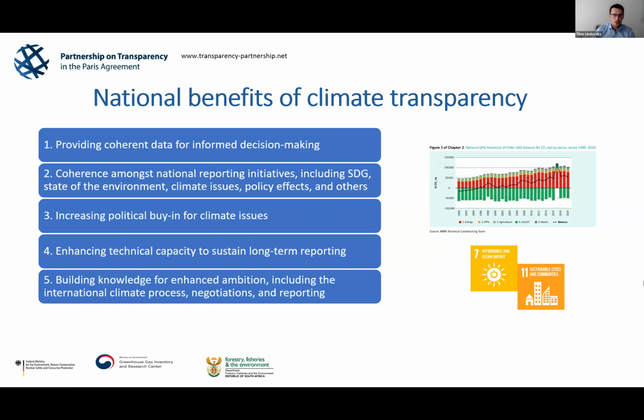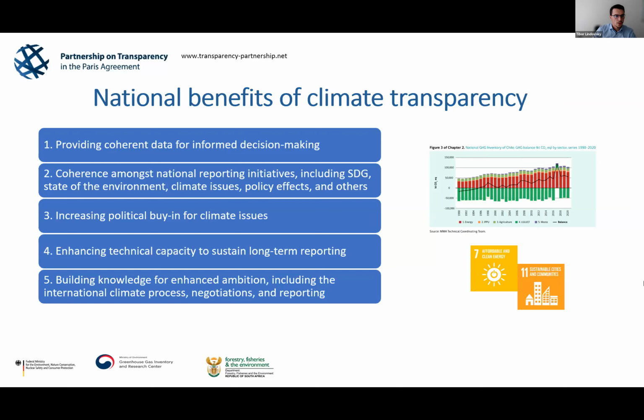So therefore, a well-functioning and robust transparency system can enhance the collaboration between the government institutions and also provide information that will raise the awareness, first of all, and also the accountability of policymakers and decision makers, which at the end will lead to accelerating the climate action and also fostering the political support. The next one is the fourth, which relates to enhancing and sustaining technical capacity for long-term reporting and policy development.